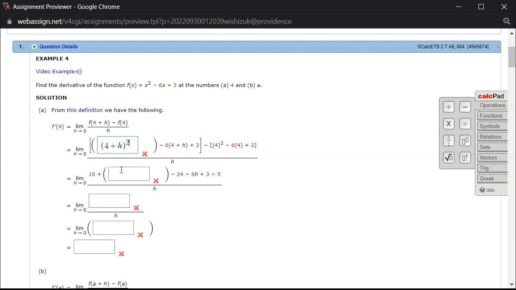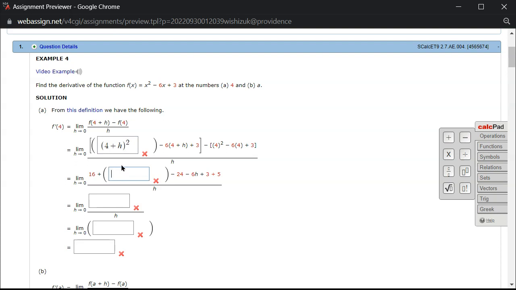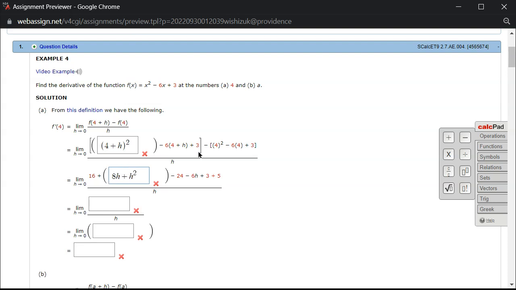And if you multiply out, you're going to get 4 squared, which will be 16 here. And then you have 2 times 4 times h, so it's going to be 8h plus h squared. Just multiplying this out, we get that. And then distributing negative 6 to 4, you get negative 24. Distributing negative 6 to h, negative 6h. And then we have plus 3, and if you multiply all out, it's going to be negative 5, so it's going to be plus 5 because of the negative sign here.